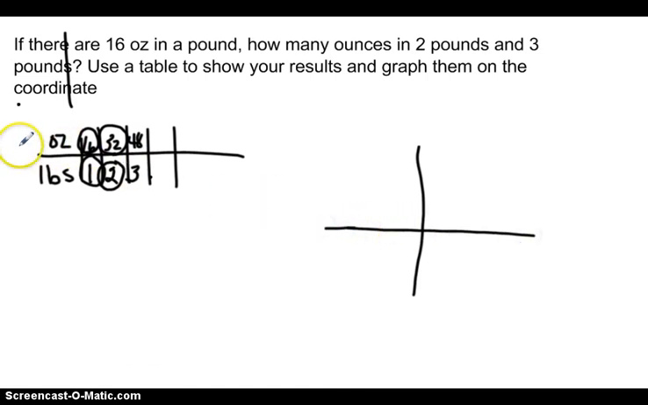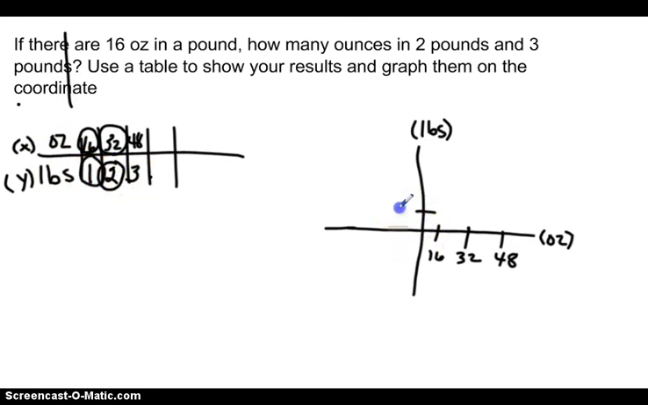If you recall that we've talked about the fact that what goes in goes along the x-axis, what comes out goes along the y-axis. So on the x-axis, we're going to be looking at ounces, and on the y-axis, we're going to be looking at pounds. So we'll go back to our table. Our ounces are 16, 32, and 48. So we're going to count by 16s from 0: 16, then 32, and then 48. Along our y-axis is our pounds, and it just goes up by 1, 2, and 3.